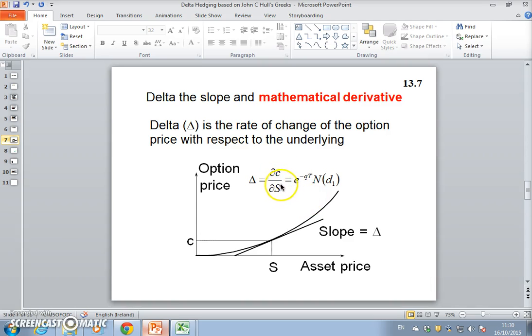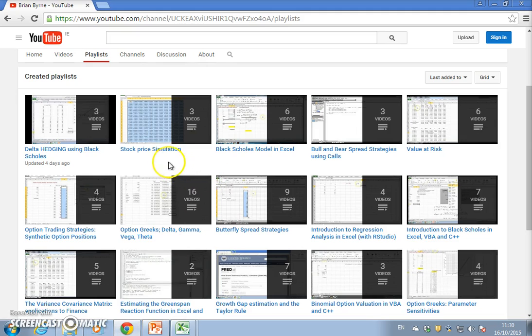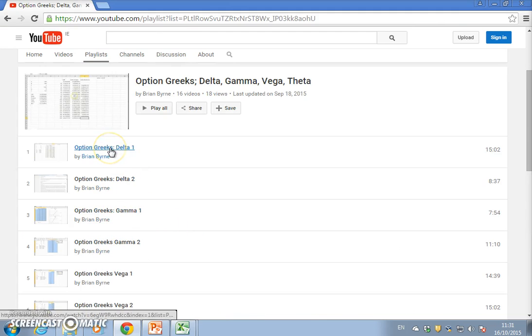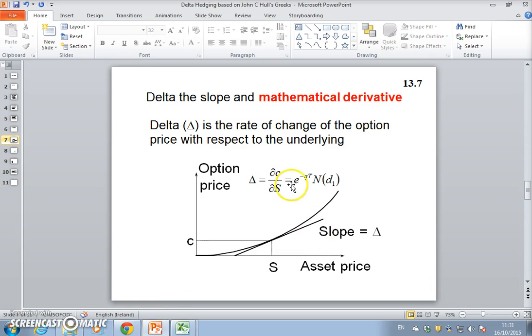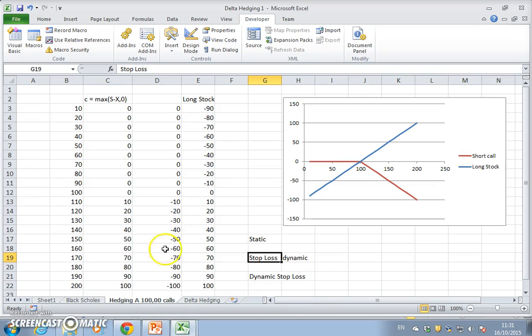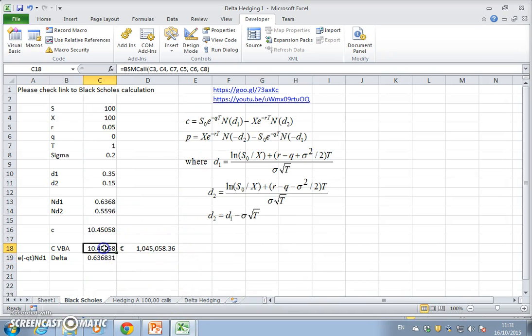Also in my playlists, I do set out a computational and an analytical estimation for delta and show the two are equivalent. If you go into my playlists for option Greeks, and you come to the option Greeks delta 1, delta 2, that's precisely what I set out, where I show that the analytical and computational estimates of delta can be shown to converge. So we use e^(-qT) in a Black-Scholes framework that involves working out this value, e^(-qT) N(d1).